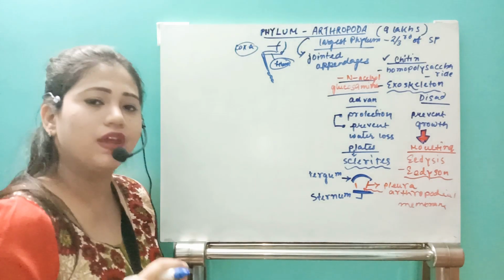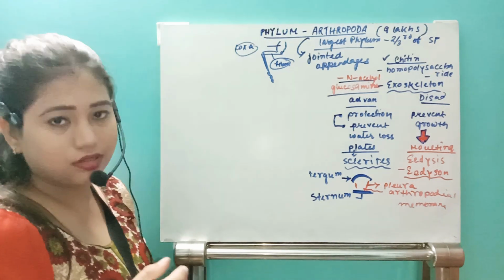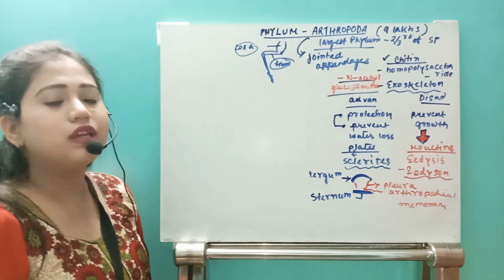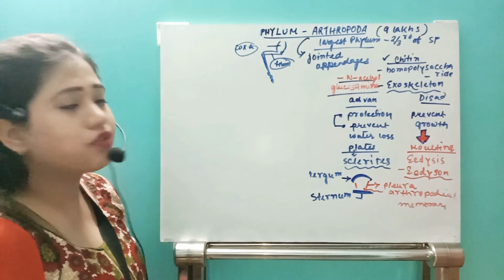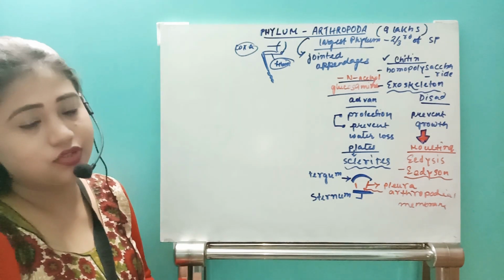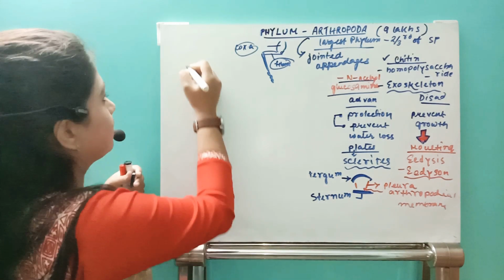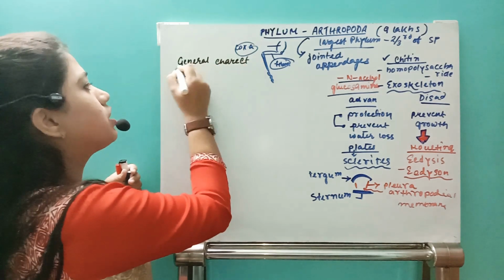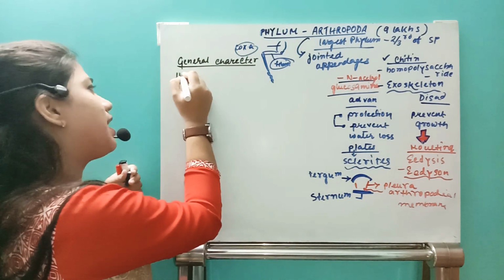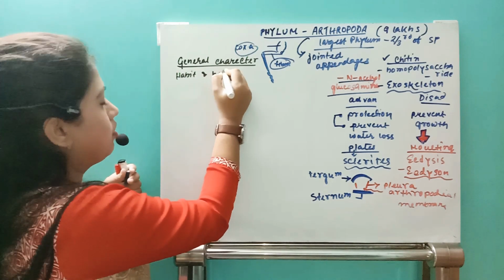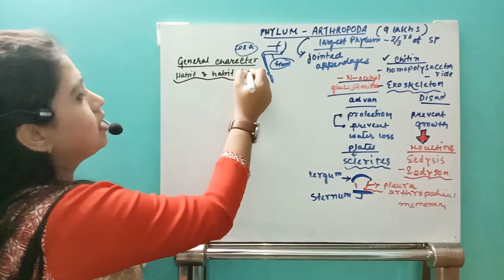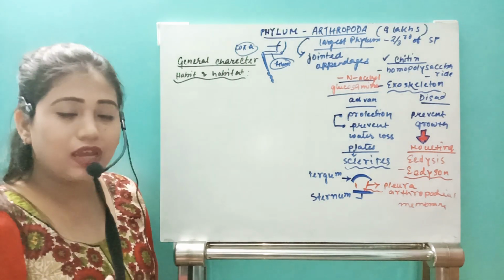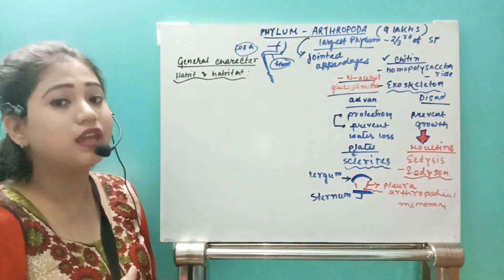We will see this in detail when we study a different chapter, Structural Organisation in Animals. So first of all, let us move to the general characteristics. What are the general characters? First of all, we should know the habit and habitat. In this group of animals, the organism can be terrestrial, marine, freshwater, or also aerial.